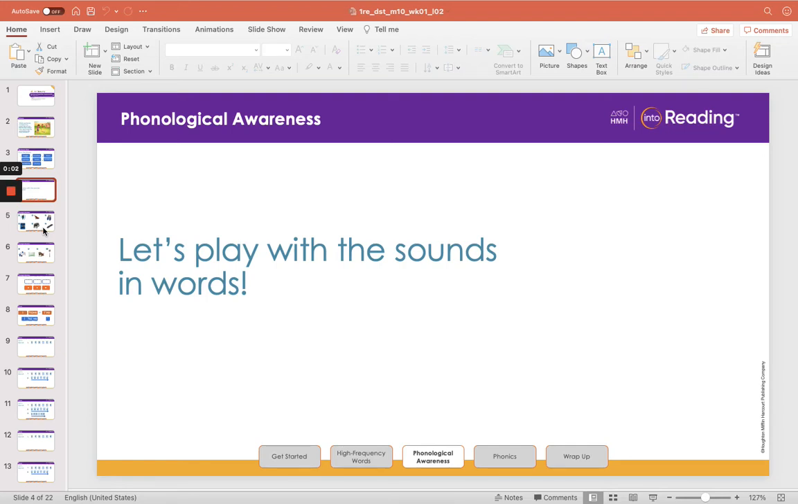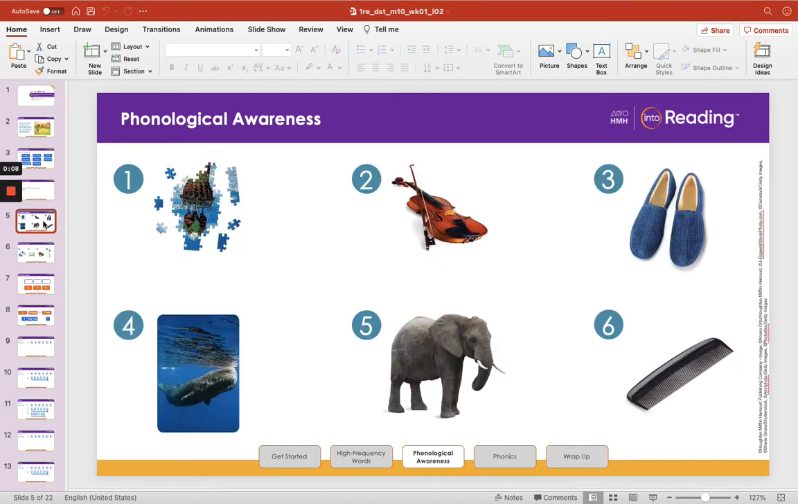Alright, so let's play with some sounds and some words. We've learned how to break words into their syllables and count the syllables in words. Now let's practice. I will say the name of each picture, and you will say and count the syllables in each word. I'll do the first one. The word is puzzle. I count 2 syllables, puz and zol.